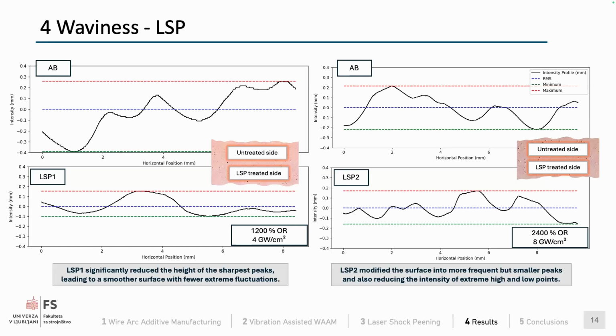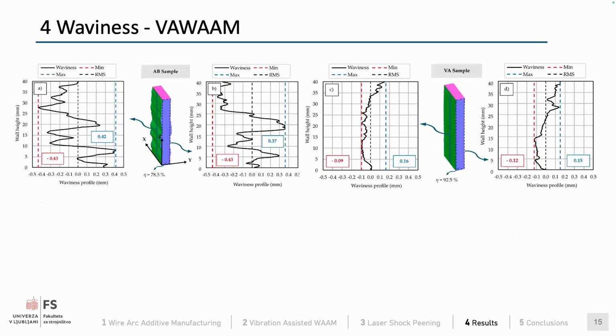And as far as LSP2 goes, it also modified the surface properties, but into more frequent and smaller peaks. So we can say that the LSP1 set of parameters was actually more appropriate for, let's say, optimizing the surface.